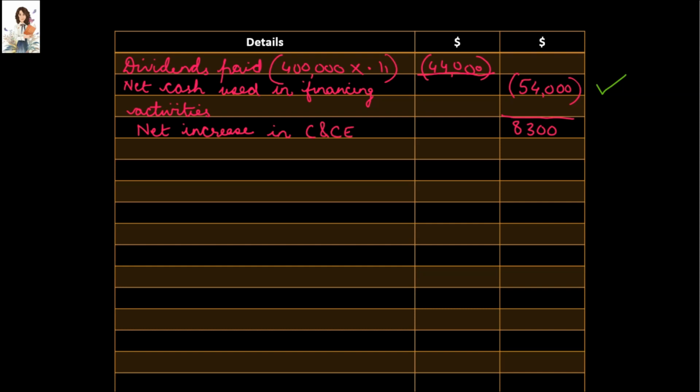To this, we will add the cash and cash equivalents at the start of the year. I have taken this figure from the opening statement of financial position. It is $8,100. You started the year with this much cash. During the year, the company saw this much cash come into the business. So at the end of the year, you are left with $16,400 of cash and cash equivalents.